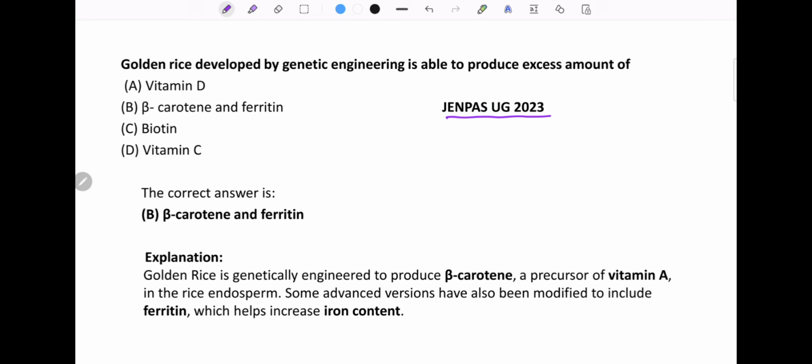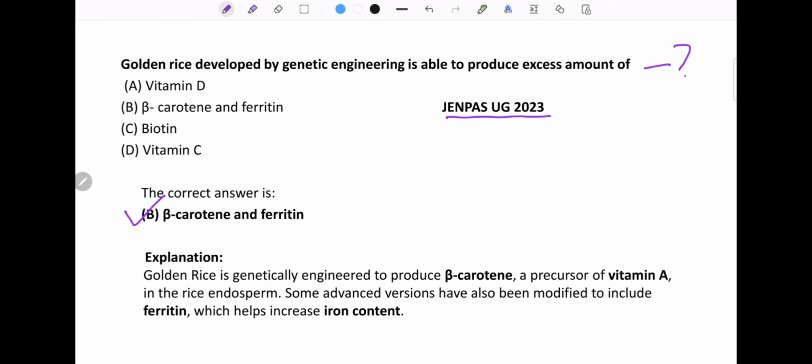JENPAS-UG 2023: golden rice developed by genetic engineering is able to produce excess amount of what? There are the options like vitamin D, beta carotene and ferritin, biotin and vitamin C. So the correct option is beta carotene and ferritin. Okay, so answer B is the correct option.